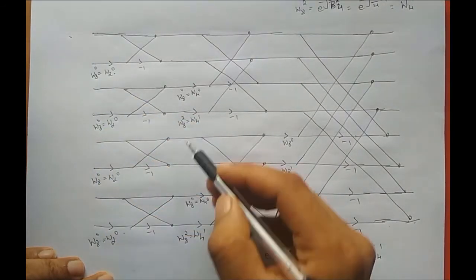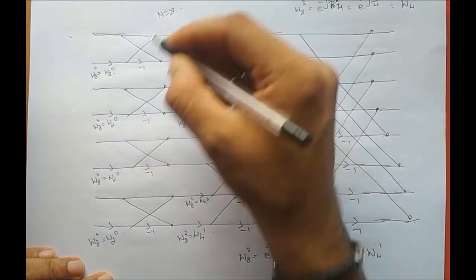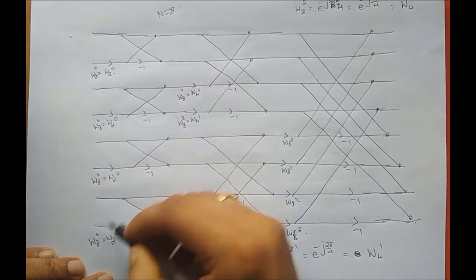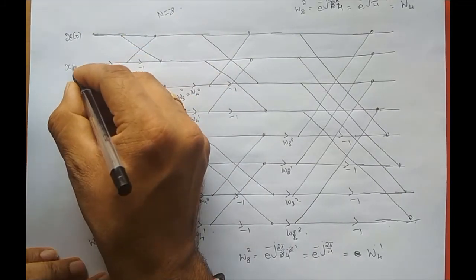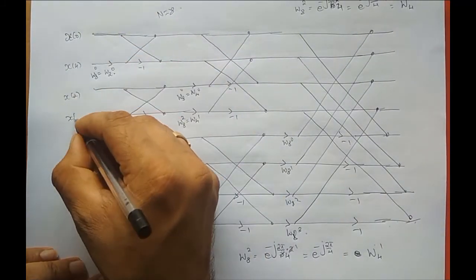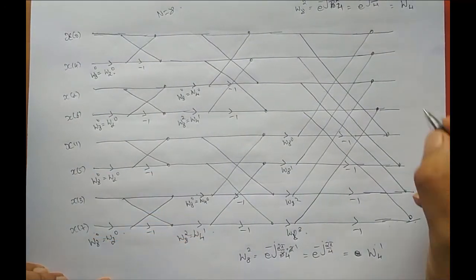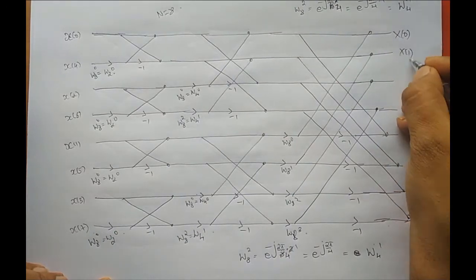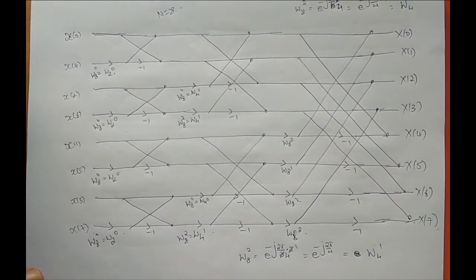Because I need everything in terms of 8. Since it's an 8-point, I need capital N everywhere in terms of 8. So I am replacing everything in terms of 8 here. So what is the input here? X of 0, X of 4, X of 3, X of 7, and this is output X of 0, X of 1. So this is the final flow graph of the 8-point decimation in time fast Fourier transform algorithm.